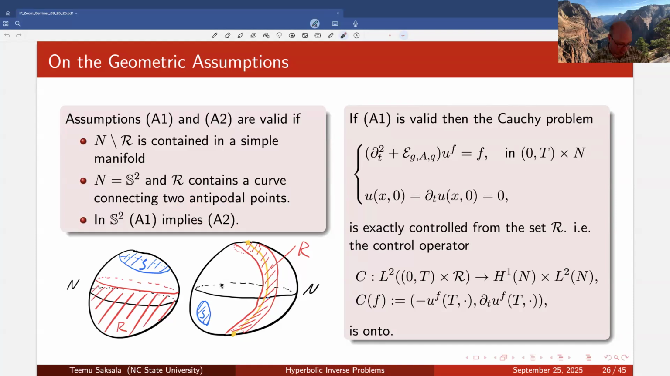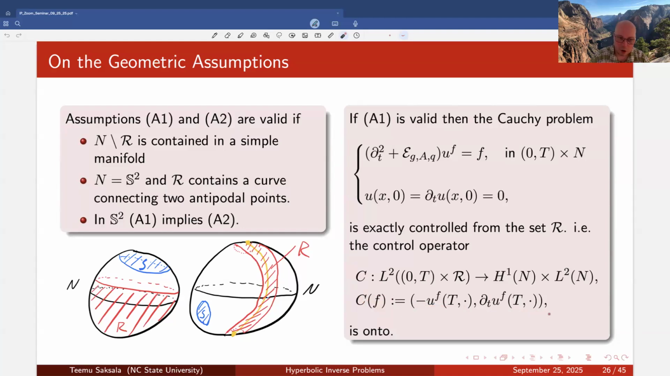Okay, and why do we want to put these assumptions? It's because if we have this geometric control condition A1, then that implies that the control operator of my Cauchy problem is onto. So in particular, my Cauchy problem is exactly controlled. And what does this mean? This control operator is the one where I take the source for this equation, and then I measure the end state and end velocity of my wave.